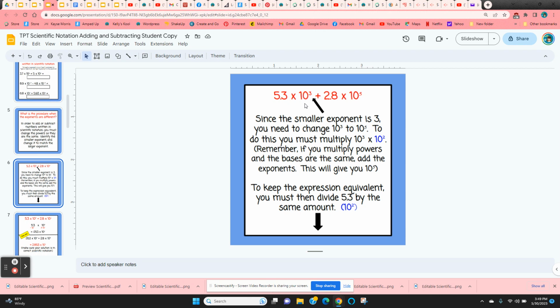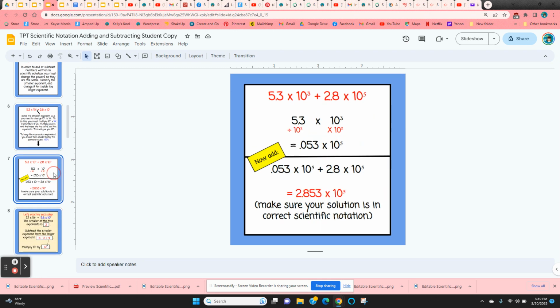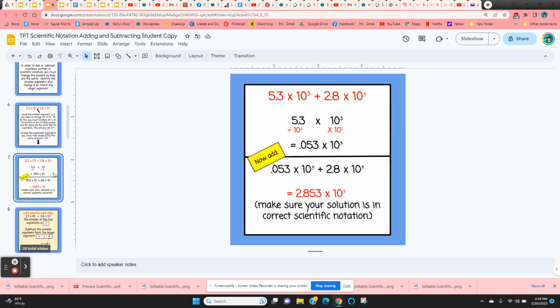If you multiply times 10 to the second power, well, when the bases are the same, you add the exponents. So that would give you 10 to the fifth. If you multiply this term times 10 to the second power, you have to divide this term by 10 to the second power. So it walks students through the steps of doing that. It gives them an example of how to do that. And then once it's changed, you can add them together.